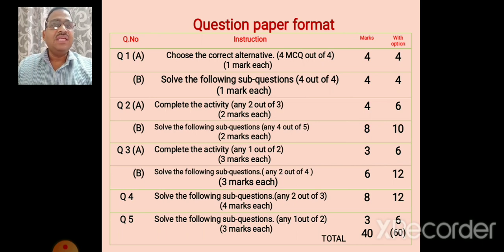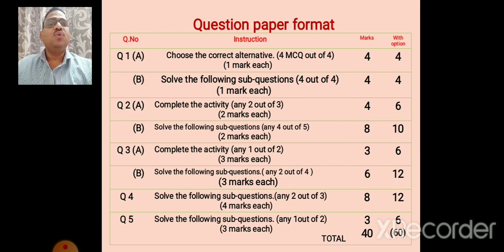Then question number 1B, solve the following sub questions. You have to give 4 sub questions and you have to solve all these 4 sub questions. Again 1 mark for each. That is, it is also for 4 marks. That is, total question number 1 is for 4 plus 4, that is 8 marks. Then question number 2, again there are 2 parts, A and B. In question number 2A, you have to give complete the activity, that is 3 activities are given and you have to solve only 2, 2 marks for each. That is, total question number 2A is for 4 marks.